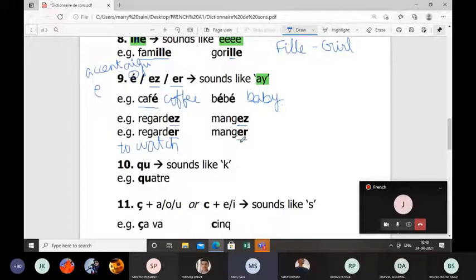Manger, manger. Ma'am, in "manger" the "on" sound is coming? Here it is the "on" sound, at the end. Manger.